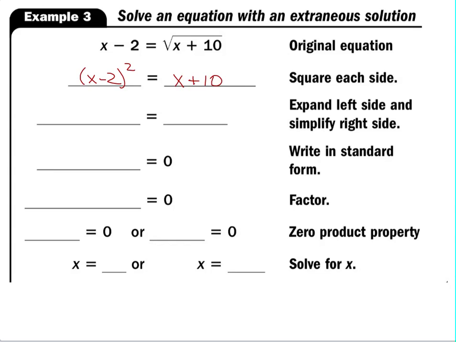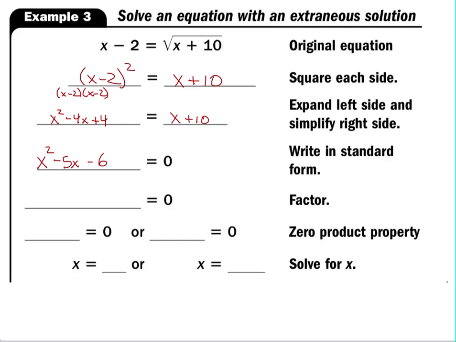Because x minus 2 squared, remember that's x minus 2 times x minus 2. And if you FOIL that out, you get x squared minus 4x plus 4. On the right, you still have x plus 10. Moving it all over so it's equal to 0. It's a quadratic equation, which means you've got to have it equal to 0. All of our ways of solving quadratic equations only work when we can compare them with 0. So x squared minus 5x minus 6 equals 0.